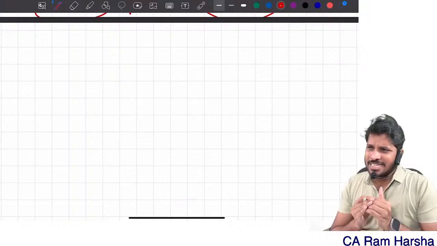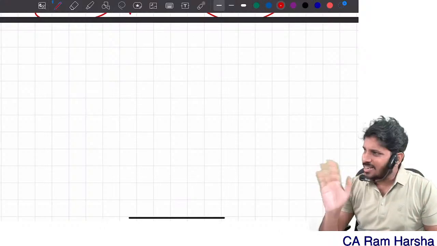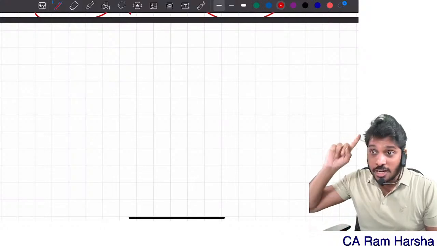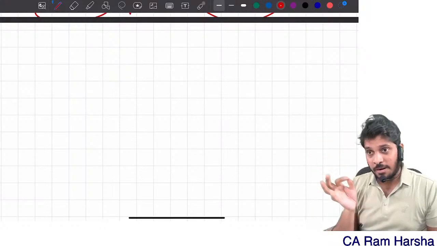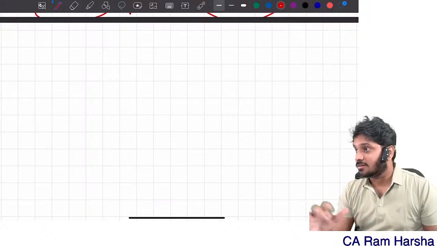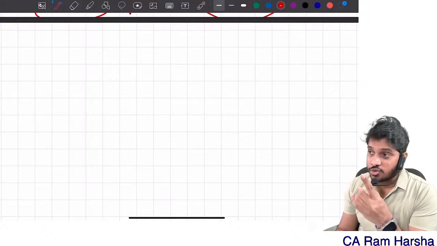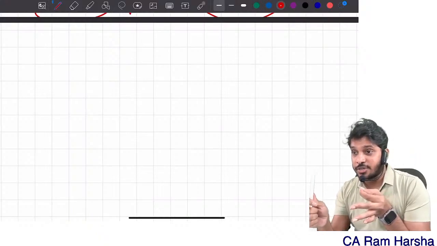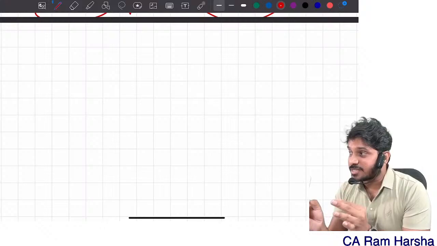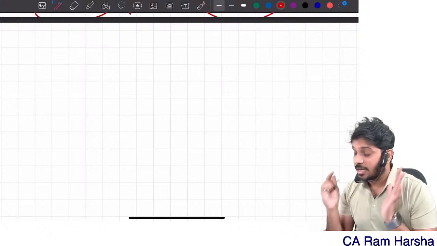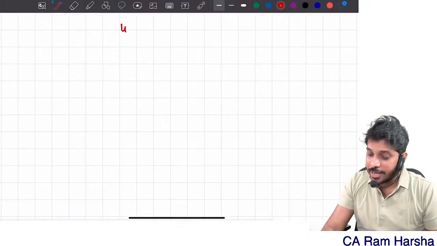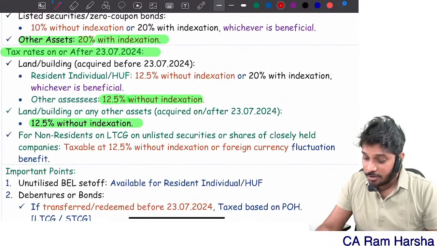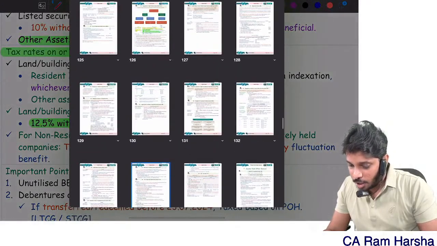Suppose, sir, I am selling some other capital asset, not land and building, not covered in 112A. But long term. If you are selling them before 23rd July, 20% tax rate with indexation. If you are selling on or after 23rd July, 12.5% tax rate without indexation. And remember, you need to compute capital gains as per section 48 format for all non-depreciable assets.